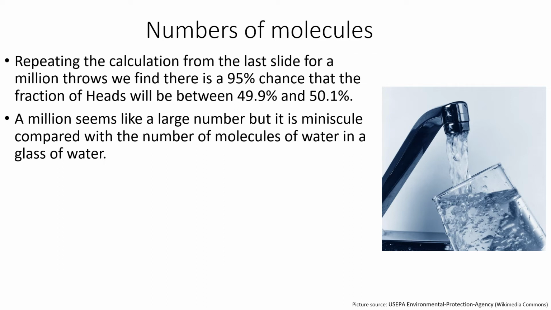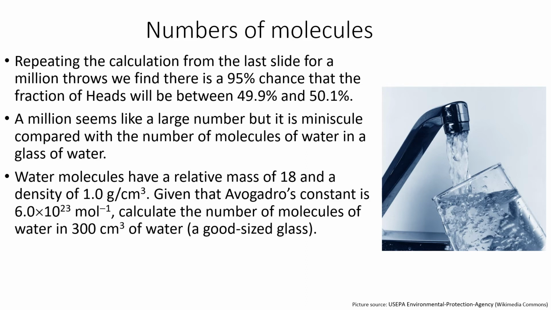And so, as I said, we're going to be looking at some super large numbers. Of course, despite 1,000,000 seeming large, when you start looking at the number of molecules on a macroscopic scale, 1,000,000 doesn't even scratch the surface. So let's think about how many molecules of water you would get in a glass of water. We can quite easily work this out. We've got relative molecular mass of 18 in water. We know the density is 1. We know the Avogadro constant, 6 times 10 to the 23. So a little calculation for you. You can calculate the number of molecules of water in a good sized glass, 300 cm cubed.